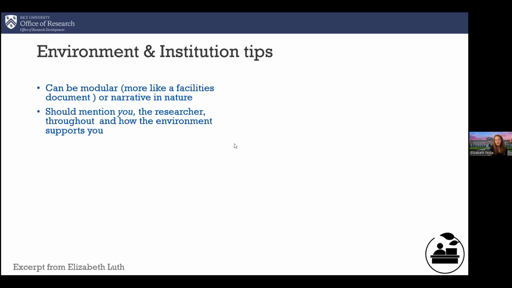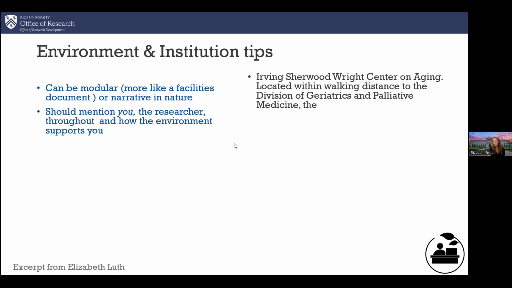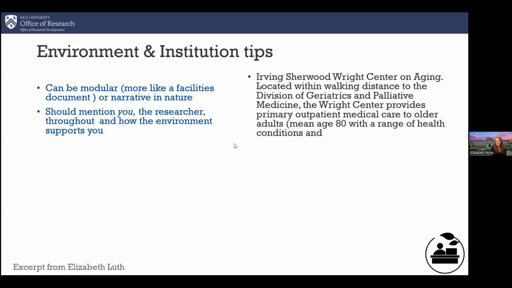You should mention yourself and how the environment supports you. So that's where it's different from facilities. It's not just a listing of how great the institution is. It's how exactly you're going to draw upon those resources to support your project. So here's a paragraph from Luth. And it's on the Irving Sherwood Wright Center on Aging.